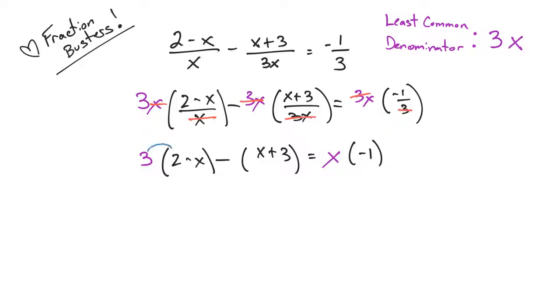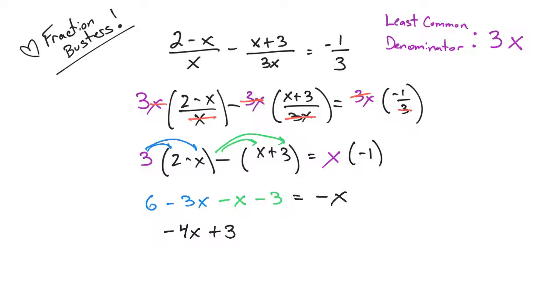From here, it's just distributive property, so 3 times 2 and 3 times a negative x makes a 6 minus 3x. This negative gets distributed to this set of parentheses, which is why it was so important. This negative stays here that whole time, but now gets distributed. And that's equal to x times negative 1, which is a negative x. Now you get to this point, and you combine like terms. So that's negative 4x plus 3 is equal to a negative x.